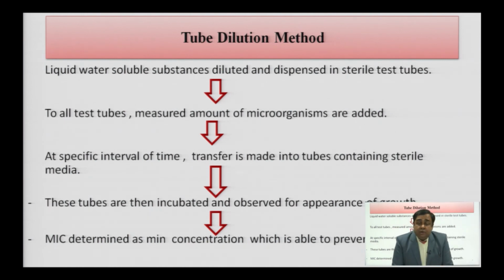Similarly, as we have done in the previous method, the minimum inhibitory concentration will be that minimum concentration which is in a position to prevent the growth of the microorganism. That is, MIC, the minimum inhibitory concentration, will be that particular concentration which is active enough to prevent the growth of the bacteria.